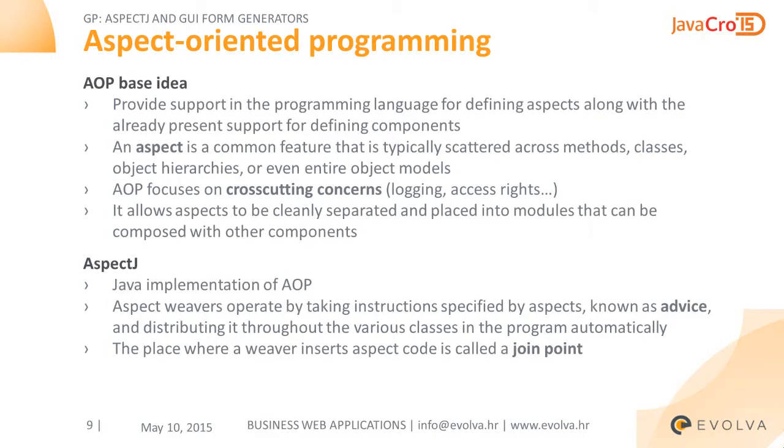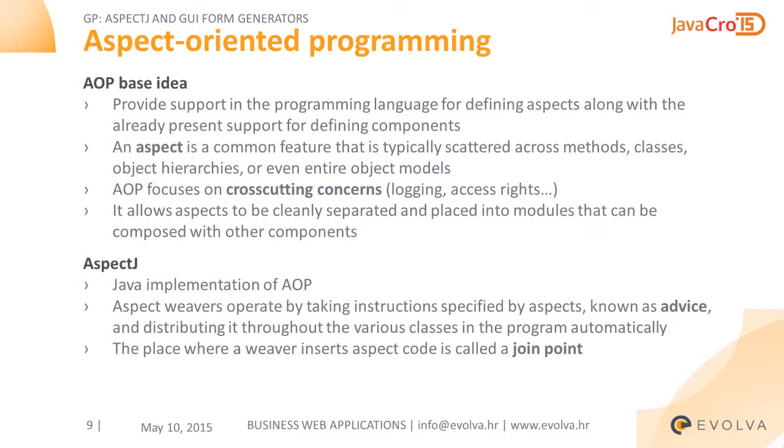So what's an aspect? An aspect is a common feature that is scattered across various classes and methods. Those features are also called cross-cutting concerns. The most basic examples are logging and checking for access rights. So imagine your piece of software, you probably have logging included in mostly every method or most every class in your software.